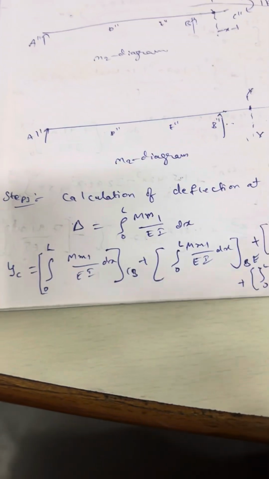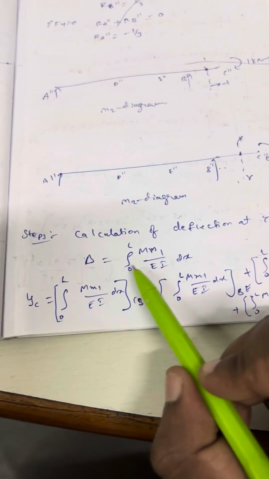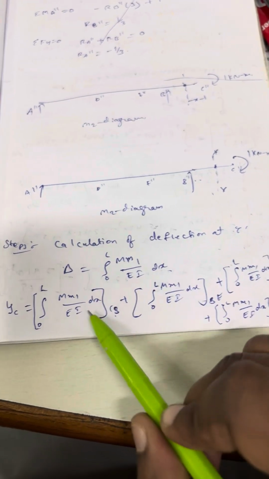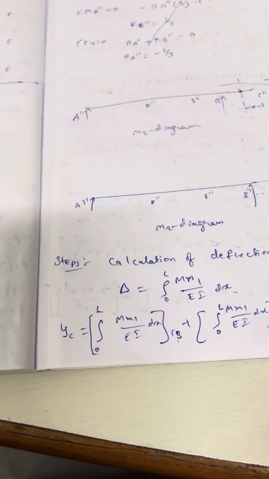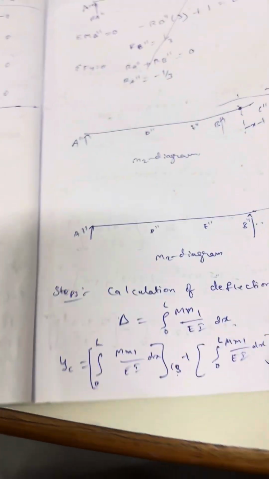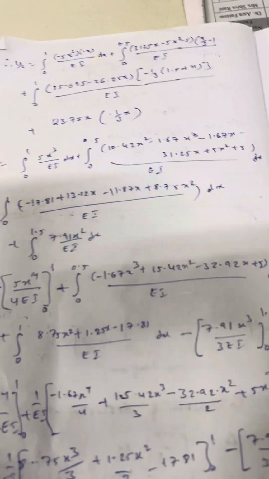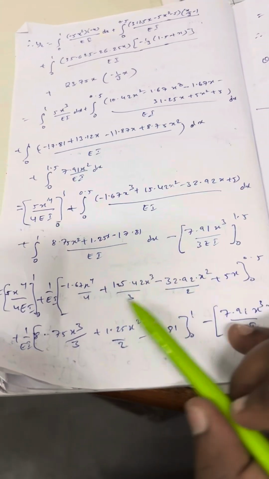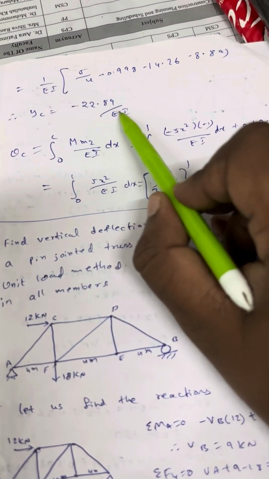So next step, calculation of deflection at C. So delta YC equal to integration 0 to L M M1 by EA. So for each span we need to consider this, for CB, BE, ED and DA. Now substitute all the values here. For each portion we know M value and M1 from this table. So substituting all the values and simplifying and applying integration and again simplifying, we will get YC as minus 22.89 by EA.